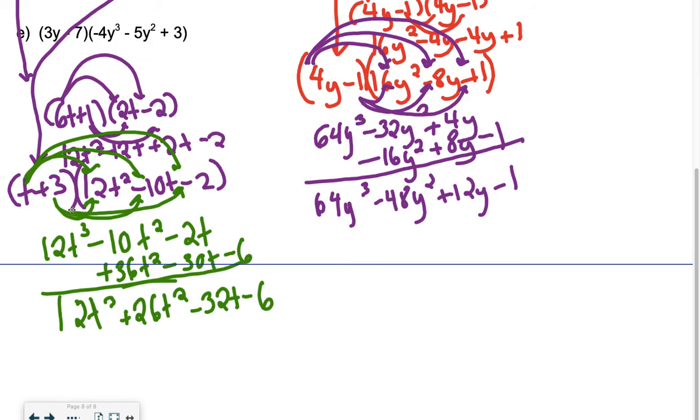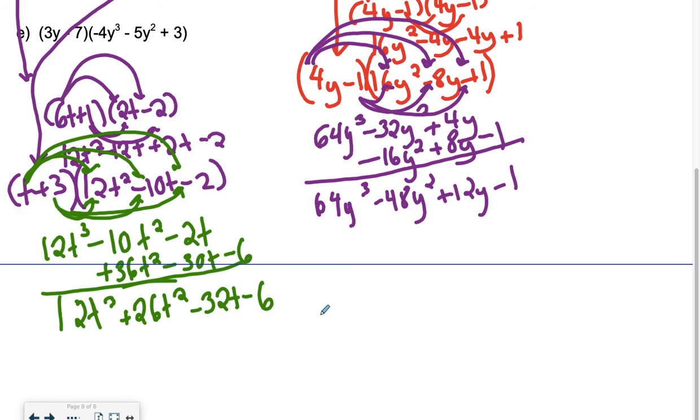Last one. I'm just checking my math on this one, guys. Just give me a minute. So that was 12t cubed minus 10t squared minus 2t, perfect, plus 36. Yeah, so that's fine. That's perfect.